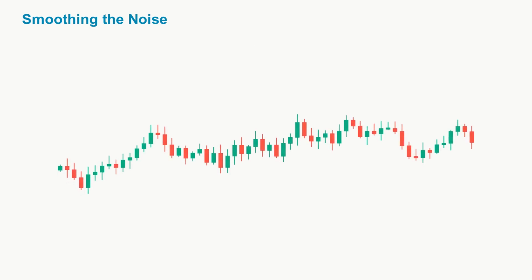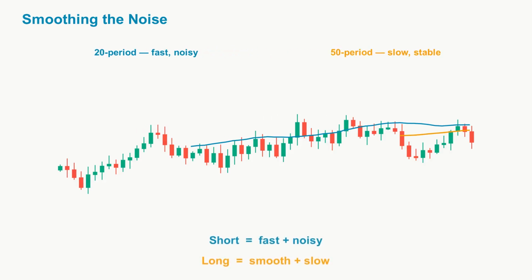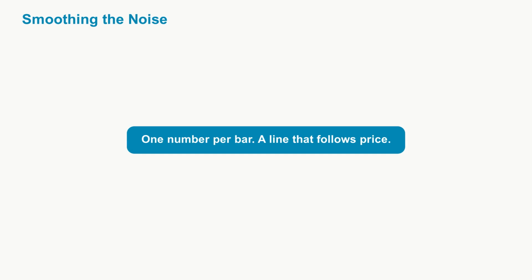A short period average, 5, 10, 20 bars, hugs price tightly. It reacts fast but picks up more noise. A long period average, 50, 200, smooths harder but reacts slower. That's the trade-off every moving average forces you to make: responsiveness versus stability. Moving averages don't predict. They describe, summarizing where price has been so you can see where it's going. One number per bar, a line that follows price.